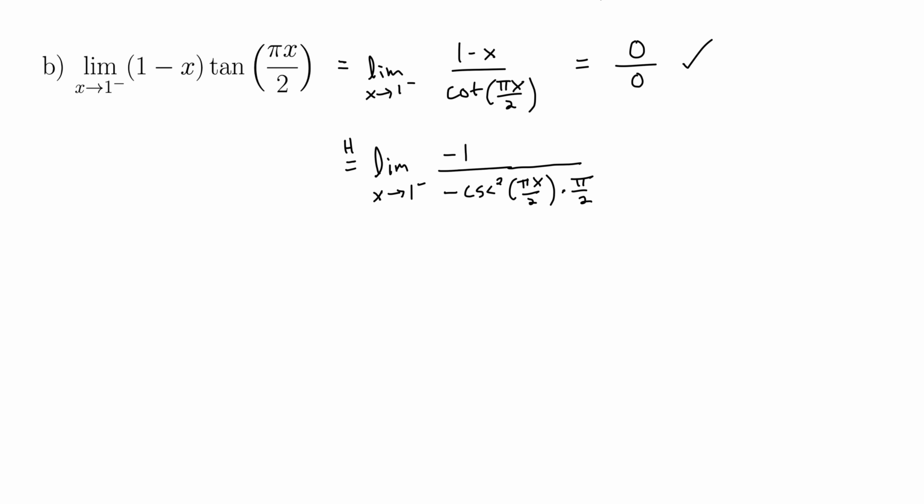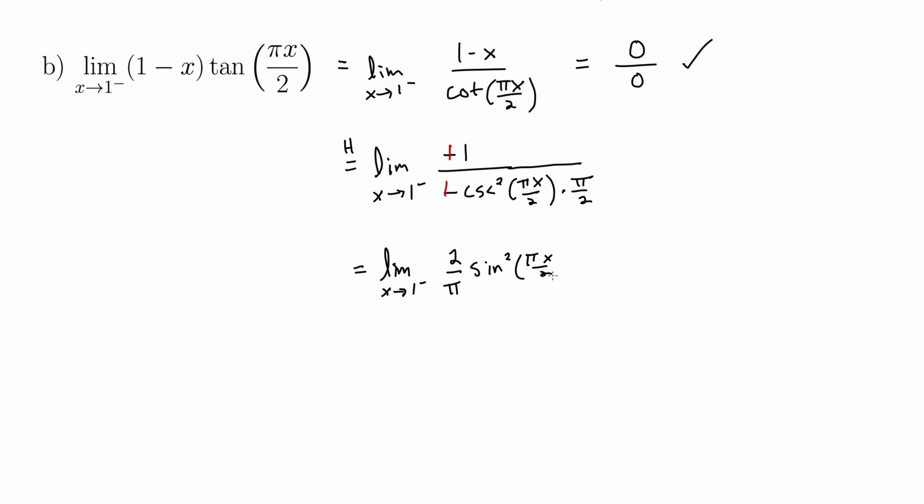Well, let's clean this up a little bit. All right, we're still evaluating the limit, so I'm going to keep writing it. x goes to 1 from the left. These negatives cancel here, so we can make those positive. I'm going to bring the cosecant squared up as sine squared. So what we really have is 2 over pi times sine squared of pi x over 2.